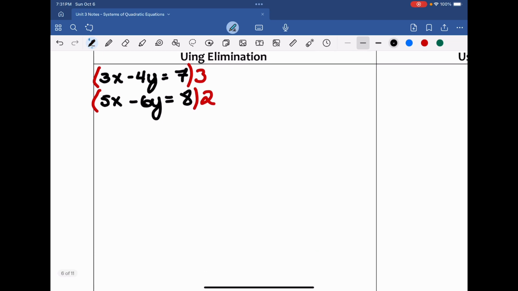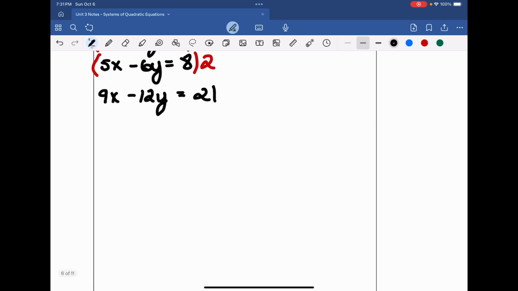Okay, let's rewrite our new equations. So if we multiply all the terms in the first one by 3, it's going to become 9x minus 12y is equal to 21. In my next equation, it's going to be 5 times 2, which is 10x, minus 12y, which is equal to 8 times 2, which is 16. All right, now as soon as you see that one of the sets of variables, in this case the y variable, has the exact same term, we now need to decide if we're going to add or subtract these to eliminate those y's.